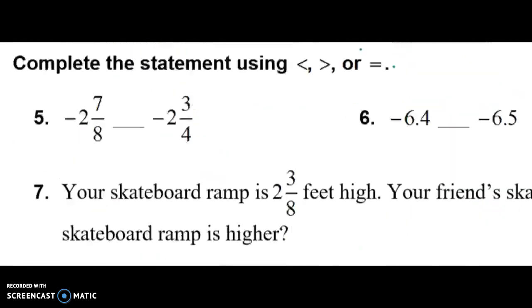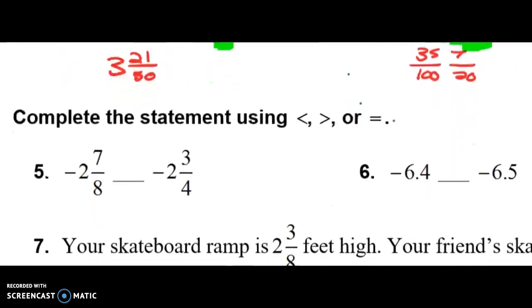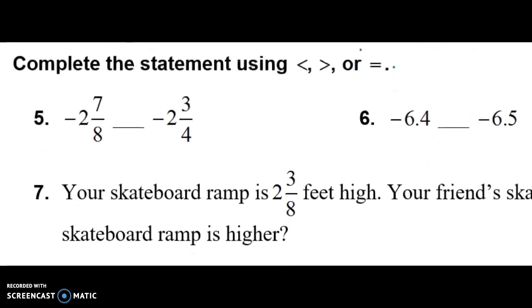All right, now let me try to move this down a little bit here. All right, so it says complete the statement using less than, greater than, or equal to. So here I'm really testing to see how well do you know what your negative numbers mean. So I have -2 and 7/8 and -2 and 3/4. So I already know that 3/4, that's 0.75, because when you're talking about like money, 3/4 would be 75 cents.